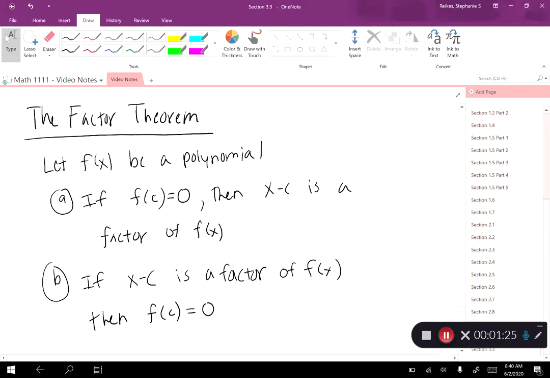Next definition, the factor theorem. This states if I have f of x be a polynomial, then if f of c is 0, then x minus c is a factor of f of x. And if x minus c is a factor of f of x, then f of c must be 0. Let's take a look at a more difficult example of this.